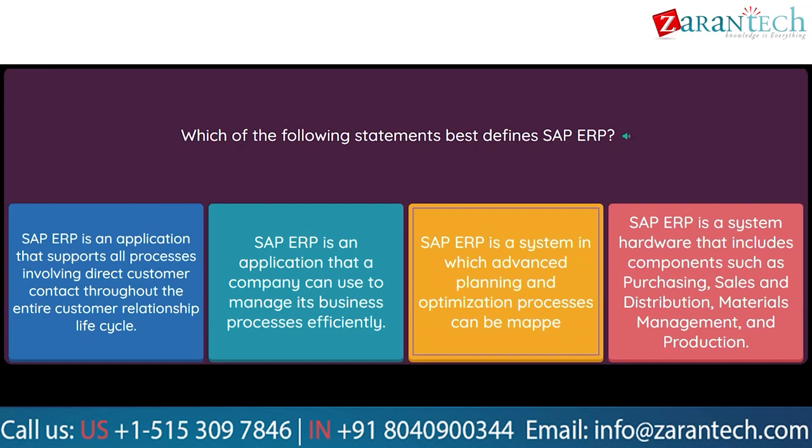Option 3. SAP ERP is a system in which advanced planning and optimization processes can be mapped. Option 4. SAP ERP is a system hardware that includes components such as purchasing, sales and distribution, materials management, and production.